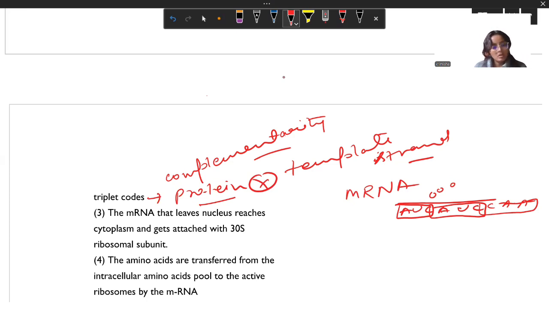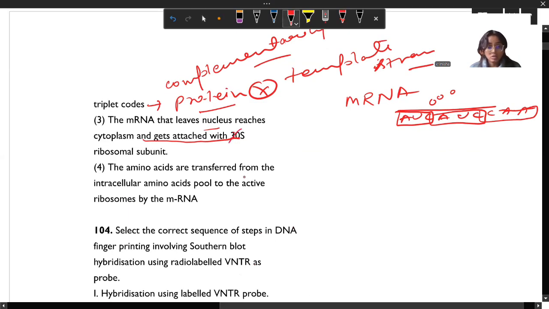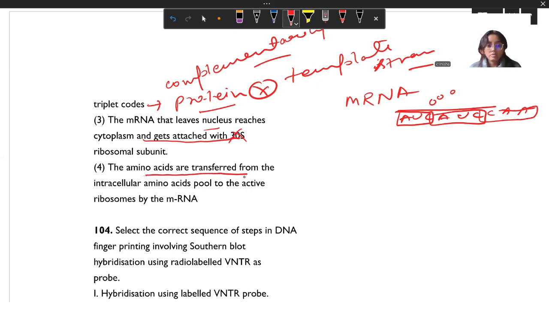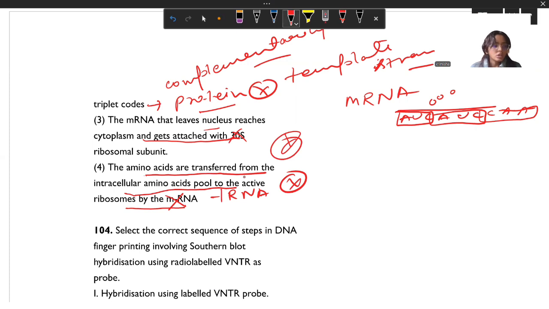Statement number 3: the mRNA that leaves the nucleus reaches the cytoplasm and gets attached with the 30S ribosomal unit. It does not get attached with the 30S ribosomal unit, so this is a wrong statement. Statement 4: the amino acids are transferred from the intracellular amino acid pool to the active ribosome by mRNA. No, they are transferred by tRNA. So this is also a wrong statement.